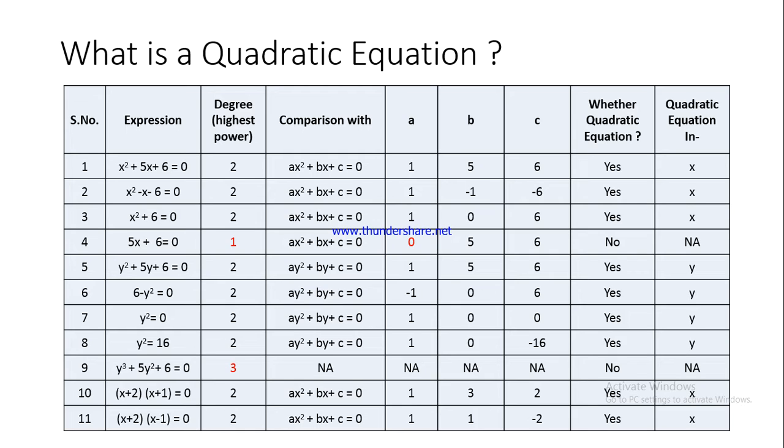If you look at the third expression, you would find that there is no x term, which means b is 0. If you look at the fourth term, you will find that there is no x squared term, which means a is equal to 0, and you know that if a is equal to 0, then it certainly cannot be a quadratic equation. So this particular expression is not a quadratic equation.